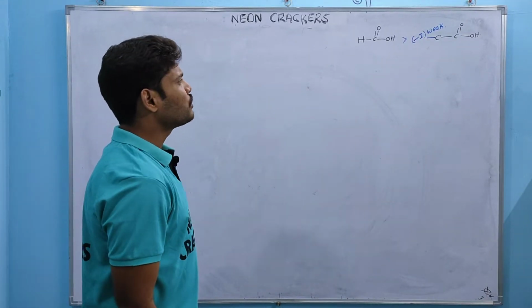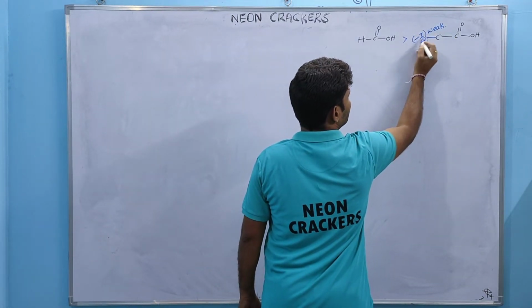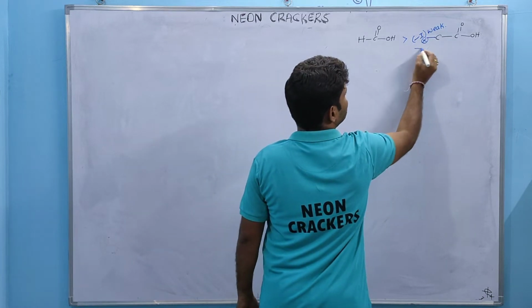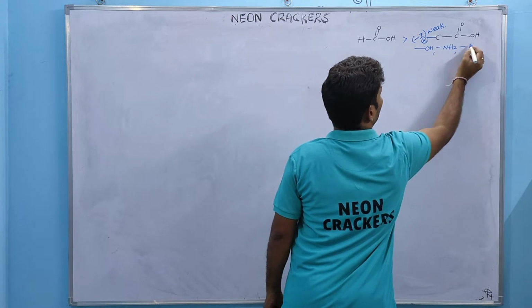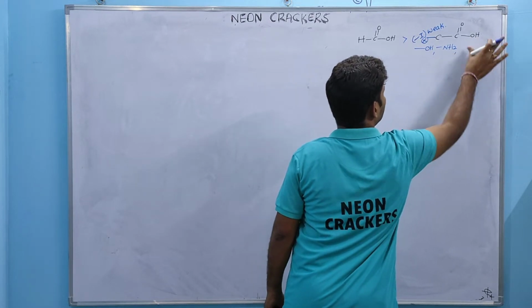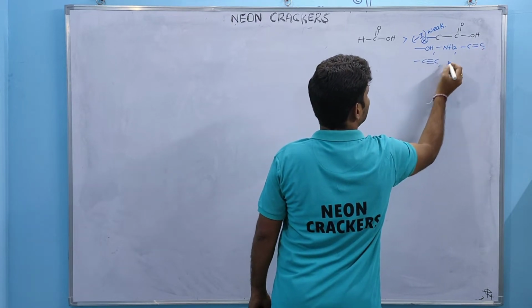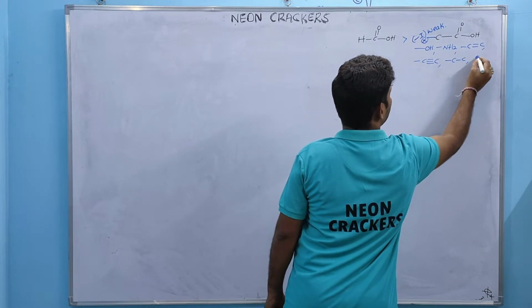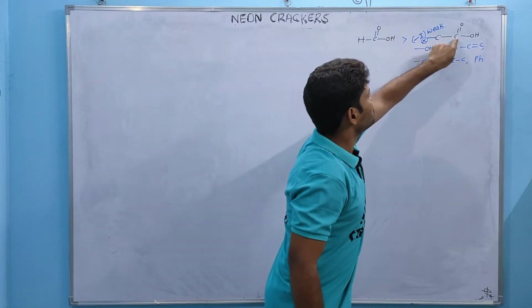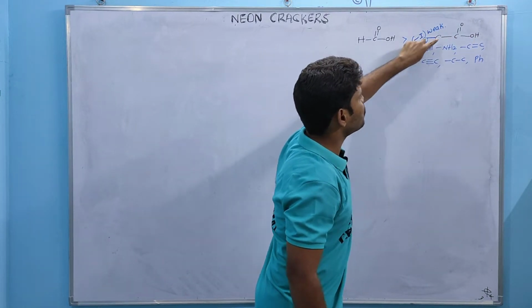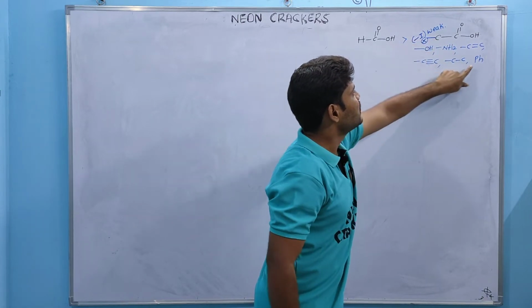Okay, formic acid is more acidic, which means the group X connected here has a weaker minus I effect. Maybe it is hydroxy or NH2, or maybe C double bond C, C triple bond C, next one more C single bond C, next one is phenyl. So these bonds are connected with the second carbon of acetic acid: hydroxy, NH2, C double bond C, C triple bond C, C single bond C, and phenyl.